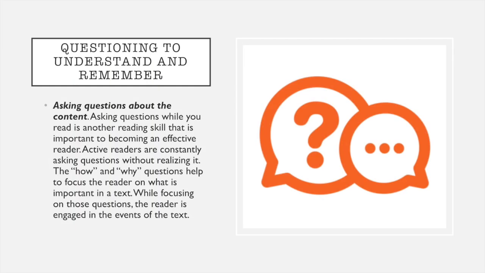Our next one is questioning to understand and remember, or asking questions about the content. Asking questions while you read is another reading skill that is important to becoming an effective reader. Active readers are constantly asking questions without realizing it. The how and why questions will help you focus on what is important in the text. While focusing on those questions, the reader is engaged in the events of the text.